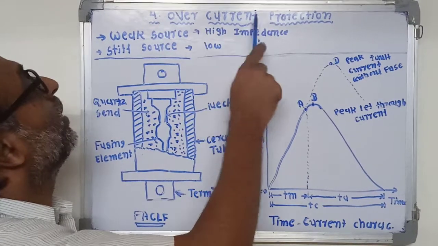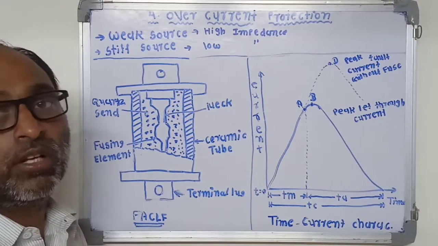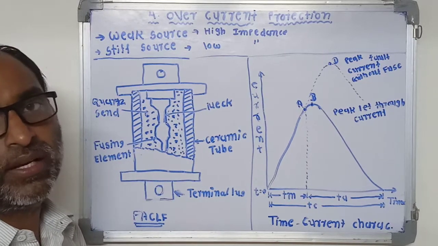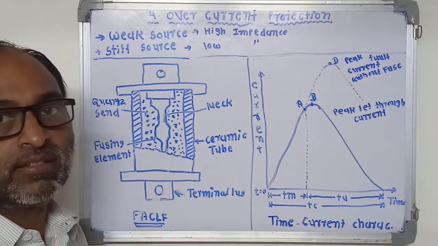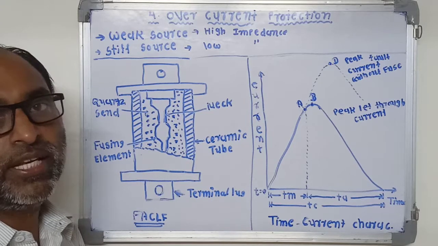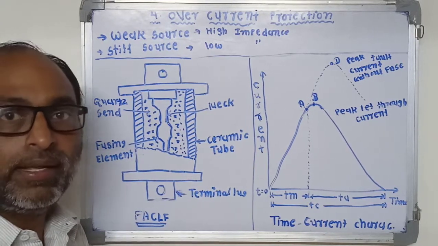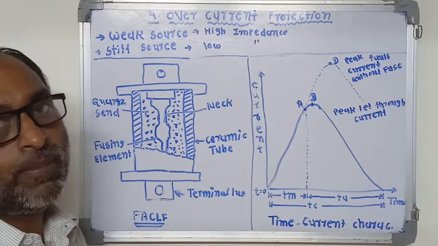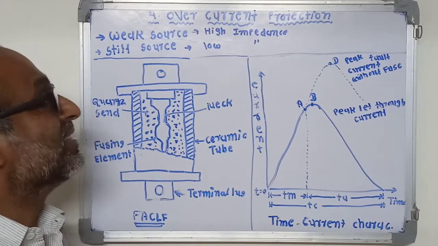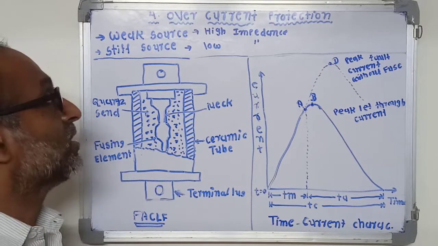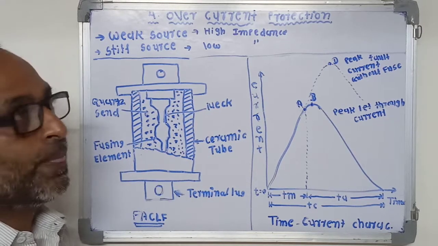Fourth, overcurrent protection. The thermal constant of SCR is very small. Hence, if the junction temperature increases beyond its safe limit due to a fault or any other reason, it may damage the SCR. So, the SCR requires protection against overcurrent.